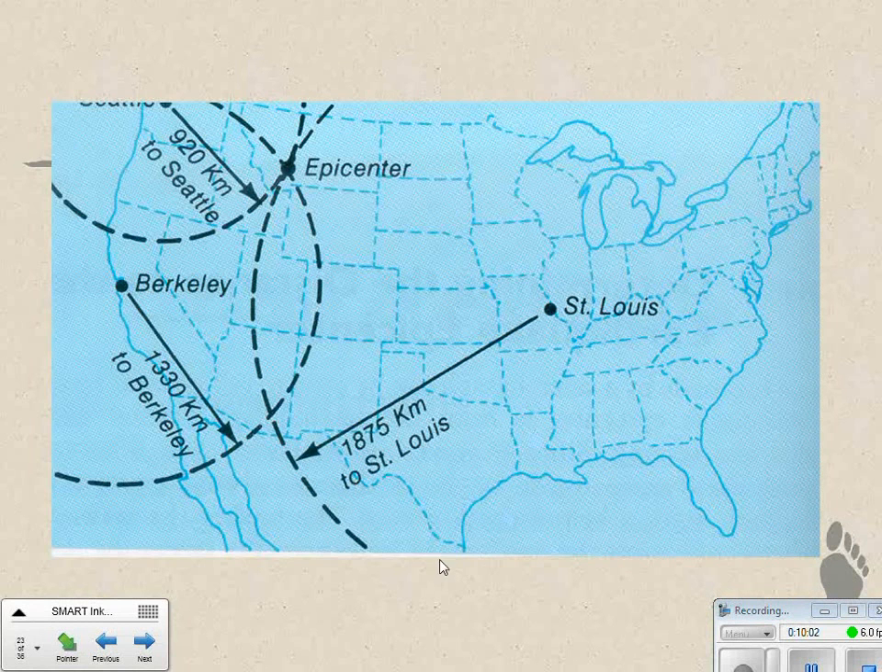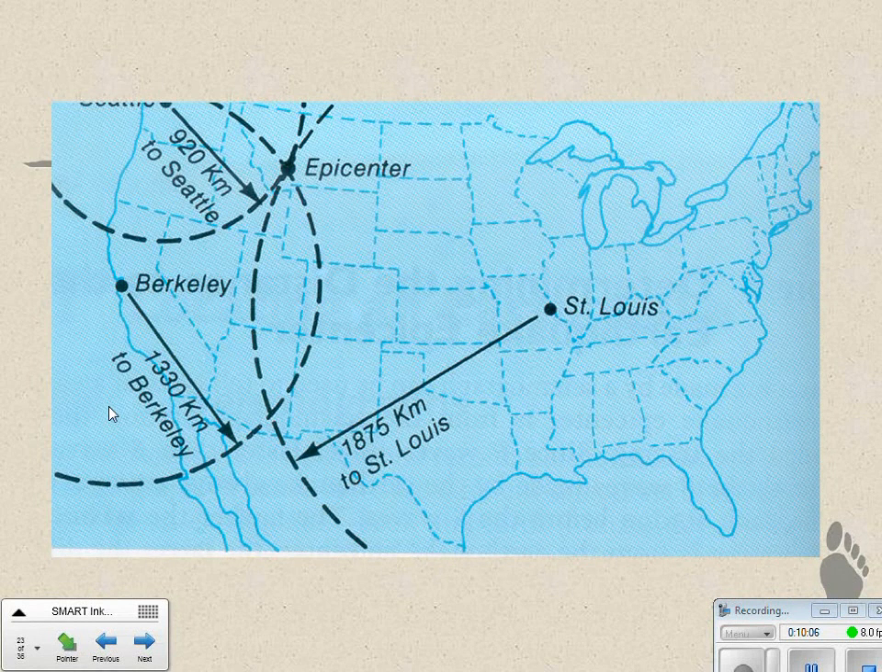And that's what this shows here. You just make an arc with a compass, and then there's another arc with another compass, another arc with another compass, and then they all meet in one location. So that area in Montana must be the epicenter of this earthquake.